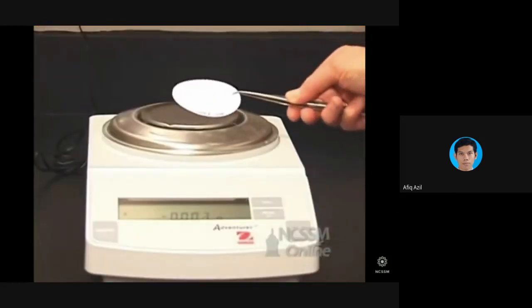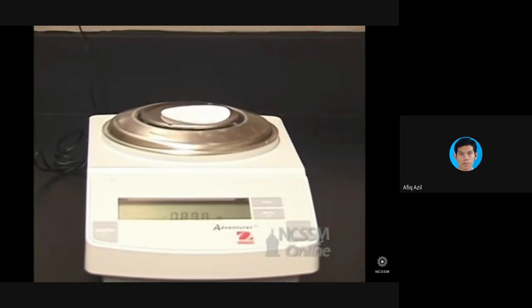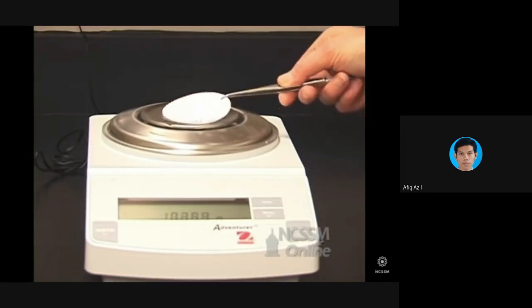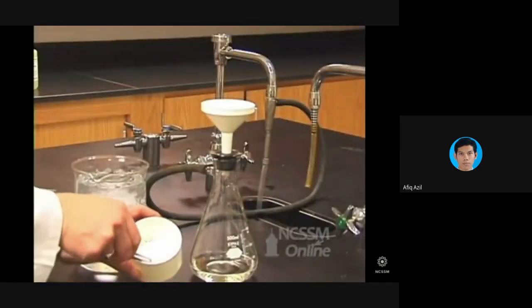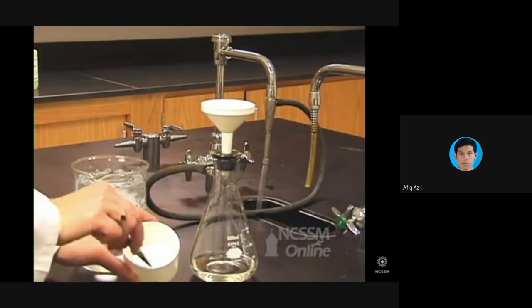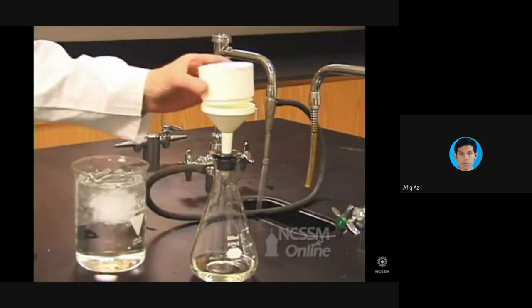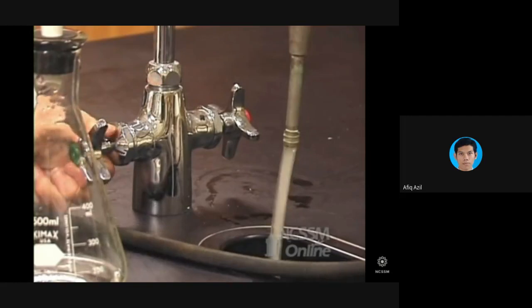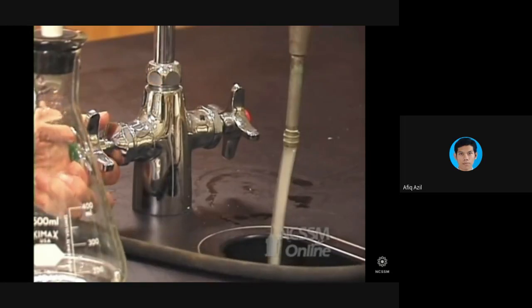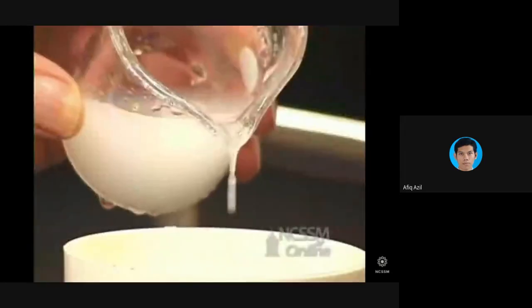We're going to weigh a filter paper. All right, the filter paper weighs 0.354 grams. So make sure you record that number. I'll place my weighed filter paper in the funnel and set up my filtering apparatus again. Now we can turn on our aspirator and filter.